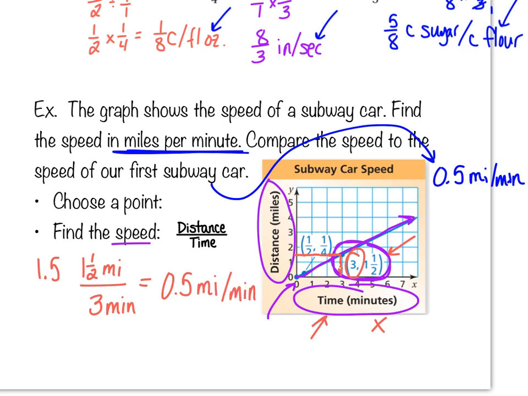And what we can figure out is it's the same speed as the first subway car. Maybe not the exact same car, but it must be the same company or whatever that's using the same speed. So it's moving half a mile per minute.